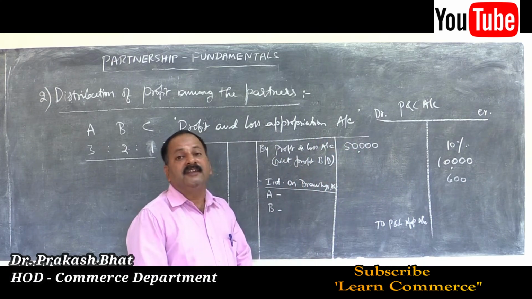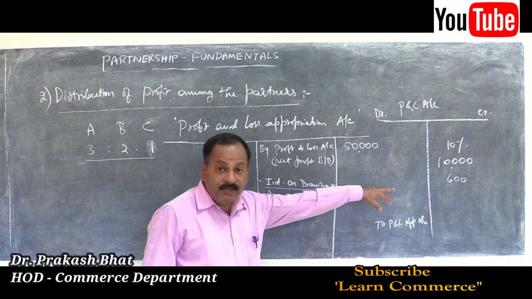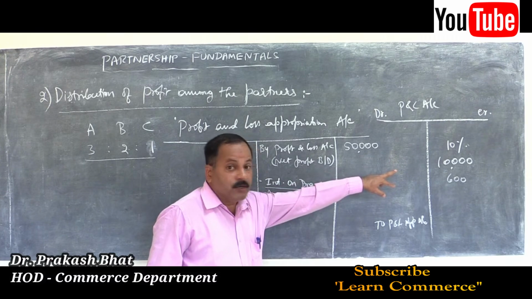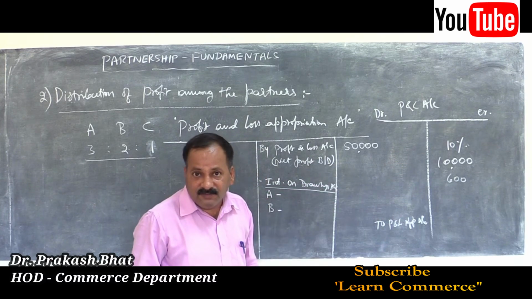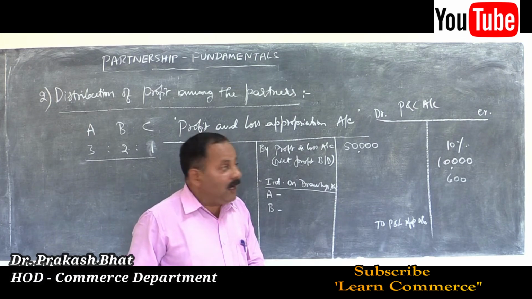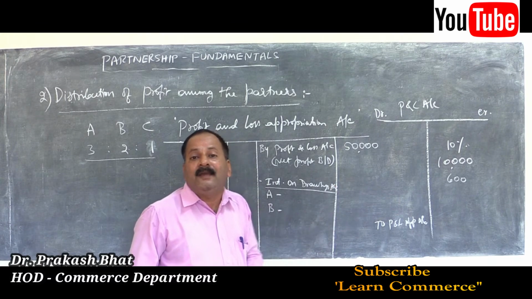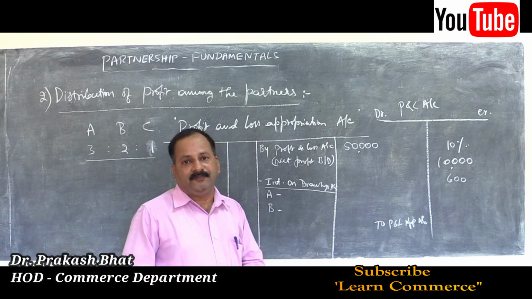See, now the student gets confused whether to write 600 interest on drawings given in the problem, or to write 1,000 rupees, 10,000 into 10%, which comes to 1,000. So the student will calculate and get 1,000, and the problem gives interest on drawings as 600 rupees, an amount. Then the student gets confused which amount to be recorded.